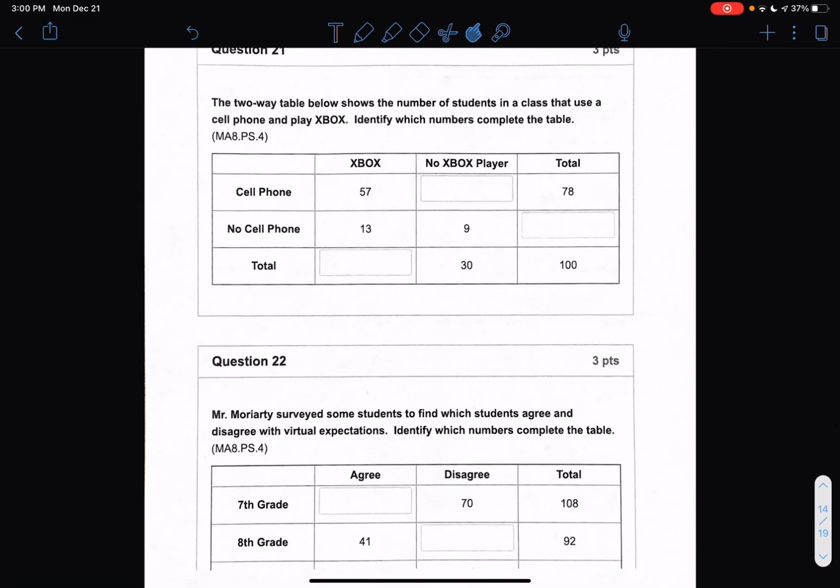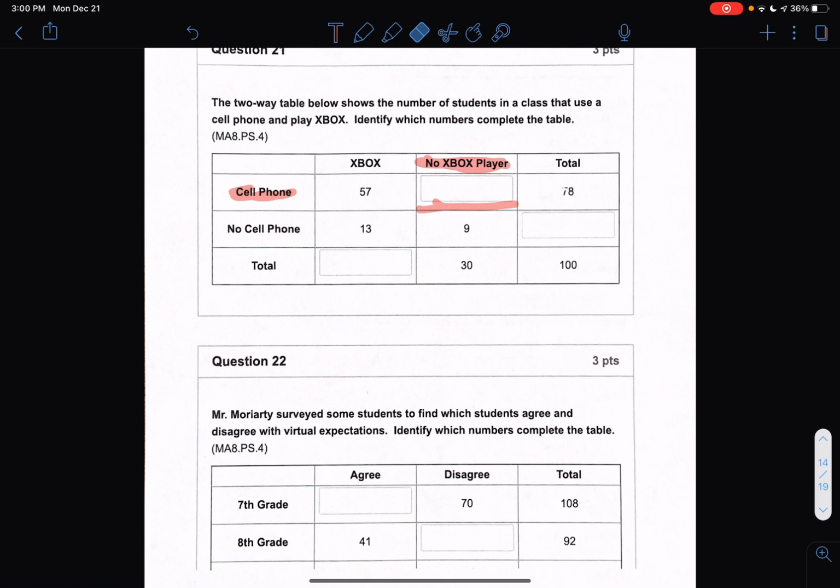All right, looking at 21. So they are asking me about the two-way table below. The number shows the students in a class that use a cell phone and play Xbox. Identify which numbers complete the table. So I have 78 and 57. Okay, and they want me to figure out the first empty box, which identifies cell phone and no Xbox player. So that means a student that has a cell phone but does not have an Xbox.